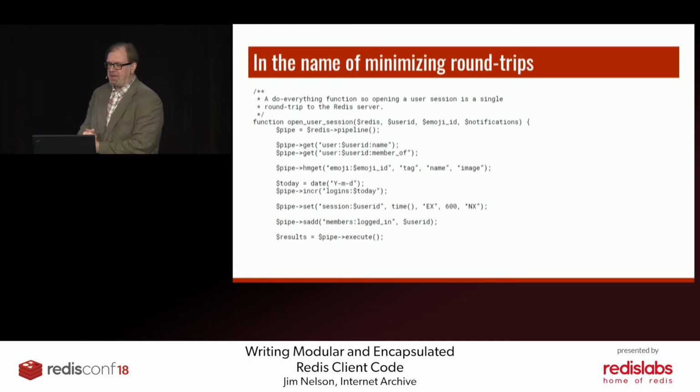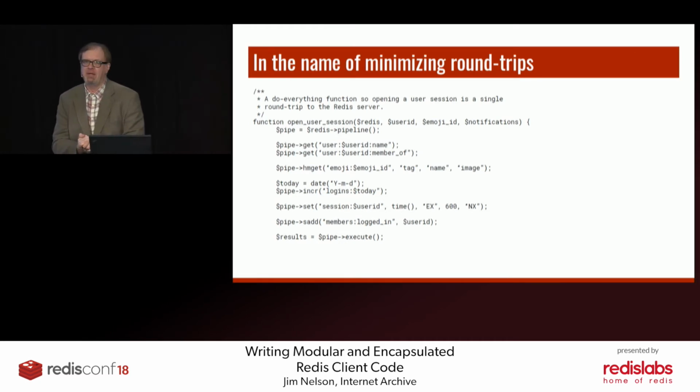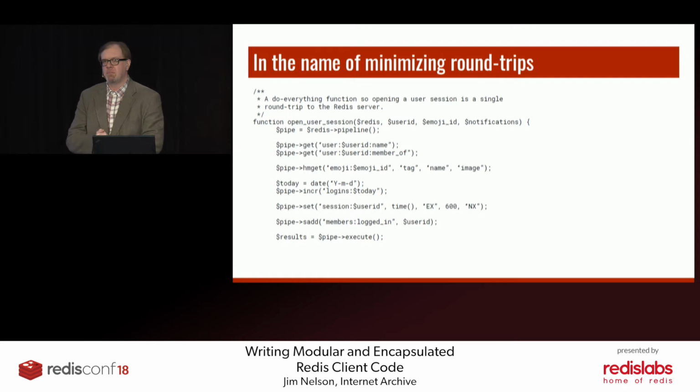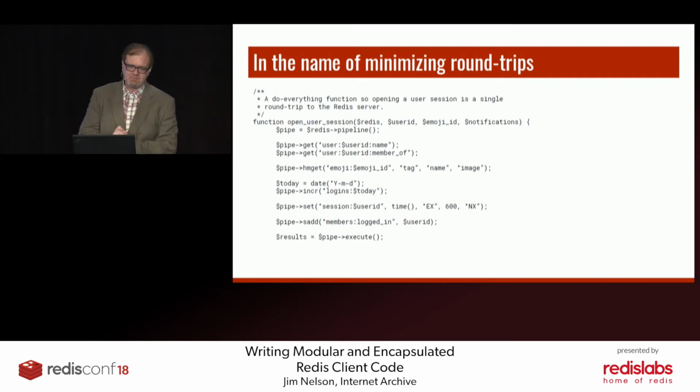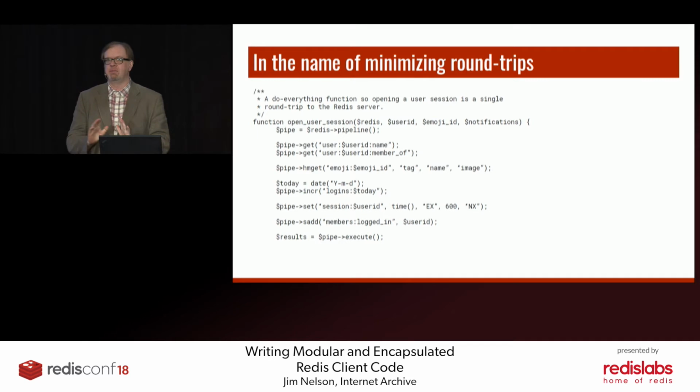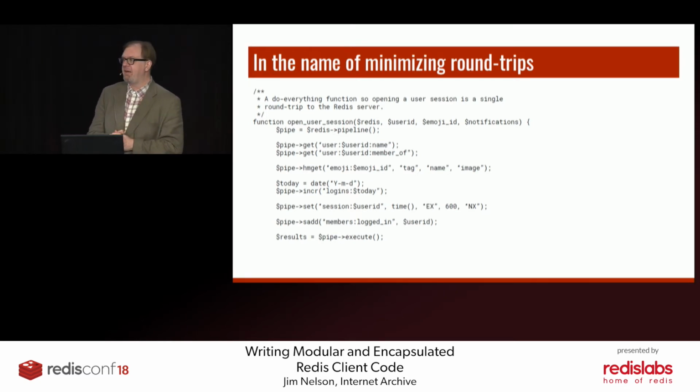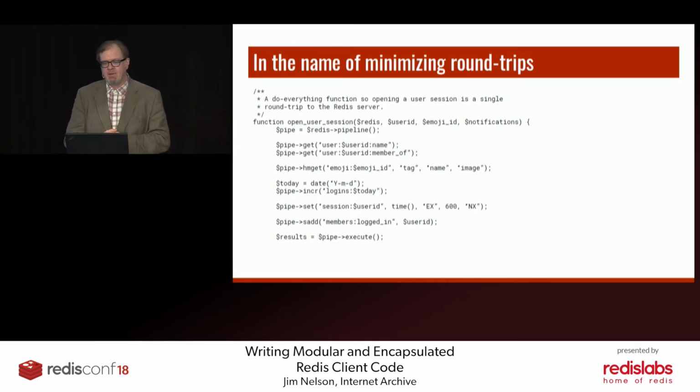In the name of minimizing round trips, this is the kind of function that I was seeing when I came to work at the Internet Archive, unfortunately. This is just sample code. This doesn't live in our repo anywhere. But you may have seen this in your own code base, or you've been tempted to write this, or you have written it because you had no choice. Let's just say, for an example, we have a problem where we need to open a user session. A user's logging in. They have a user ID, they have an emoji ID, which is like their avatar, and there's a notifications object, which is used for sending notifications out to other machines on the network.